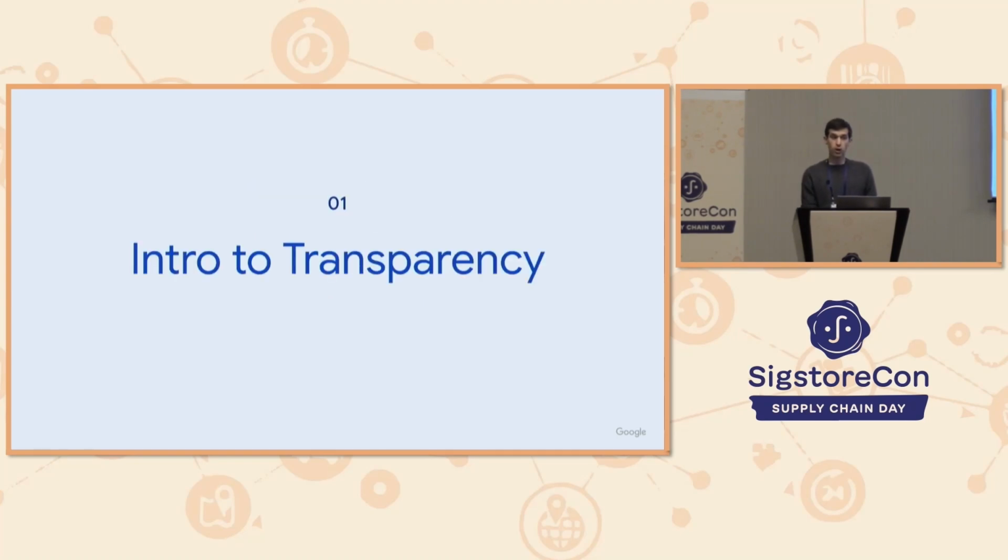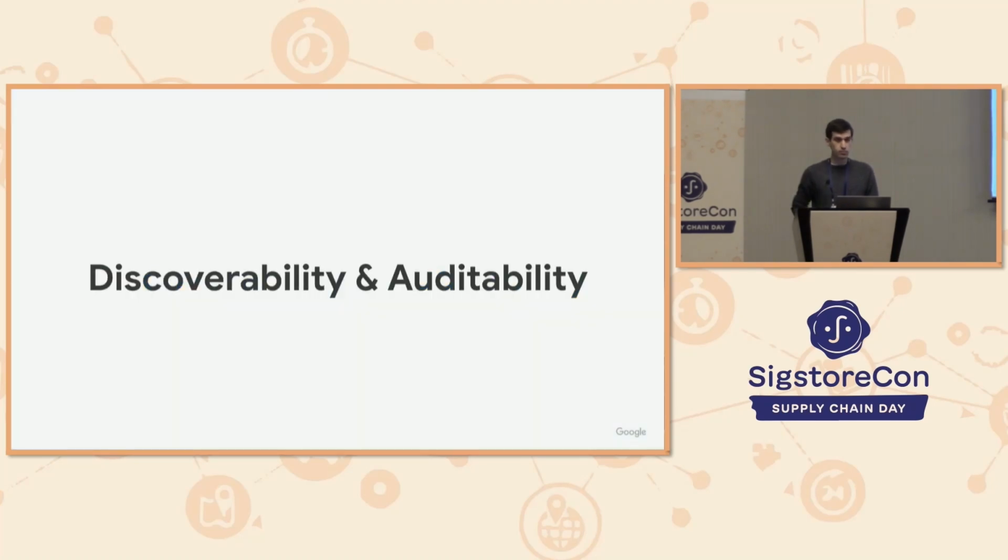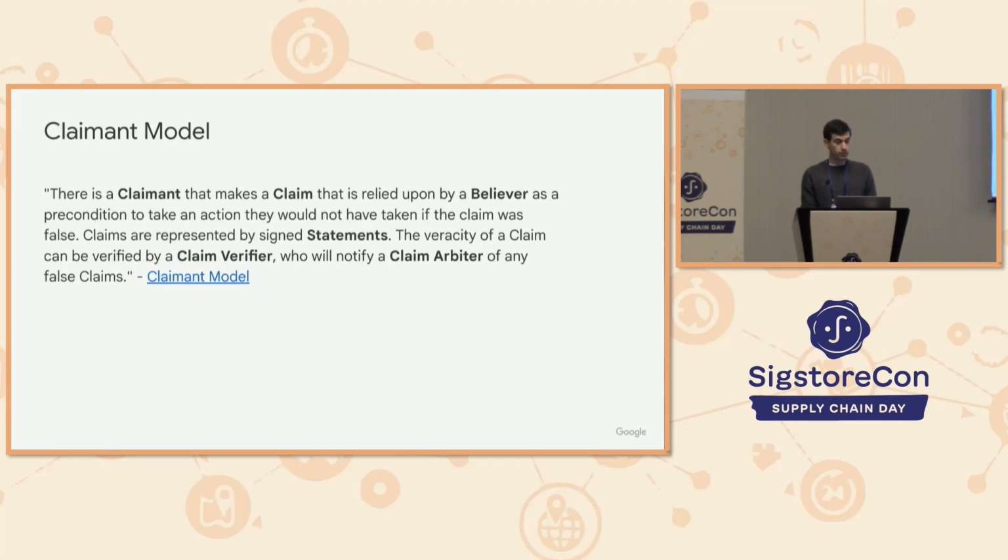So let's first talk about why you want transparency in a system. The goal of transparency is discoverability and auditability of claims. Just because something is in a log doesn't mean that it's safe or secure. It's about that somebody can audit a claim that goes into a log. It forces malicious behavior out into the open.